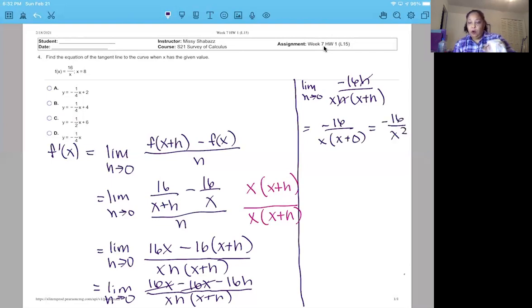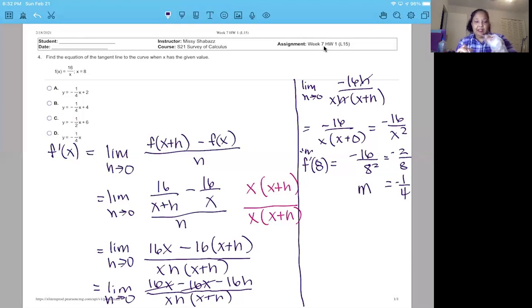All right, so if I want to find the slope of the tangent line at 8, I need to plug in 8 to my derivative. So I have a negative 16 over 8 squared. What does that give me? If I cancel one 8, I get a negative 2 over 8, which is a negative 1/4. All right, so we have a slope. That is my slope.